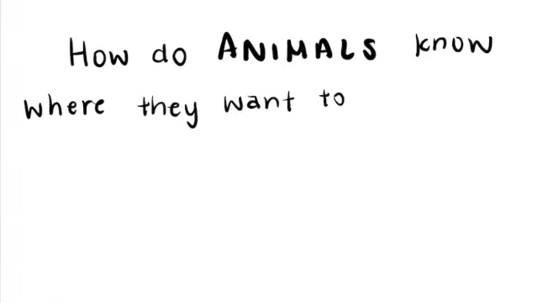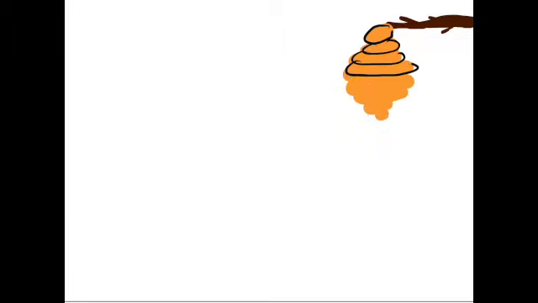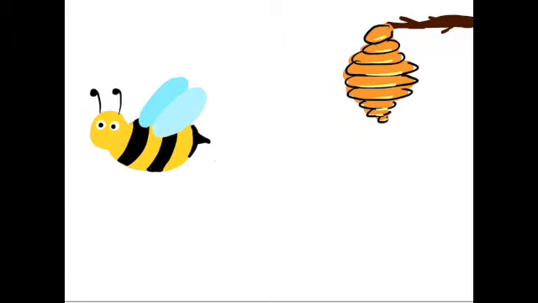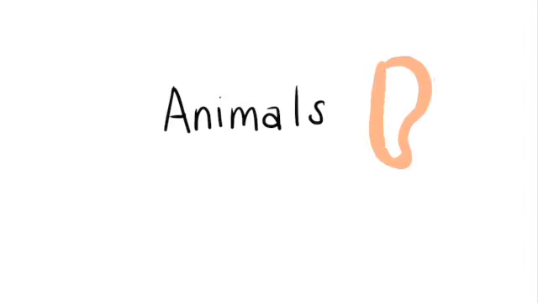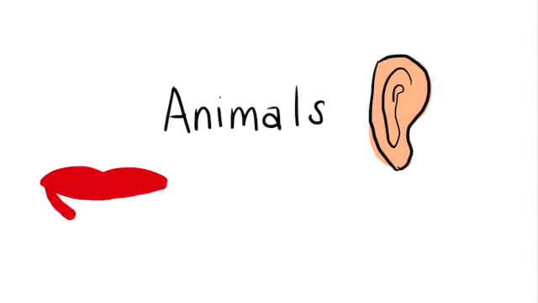So, how do animals know to get where they want to go? How do bees know how to find their way back to their hive after foraging for nectar? How do geese know which direction they should fly when migrating? Animals use a variety of navigational cues to direct their movement, but what exactly is a cue?